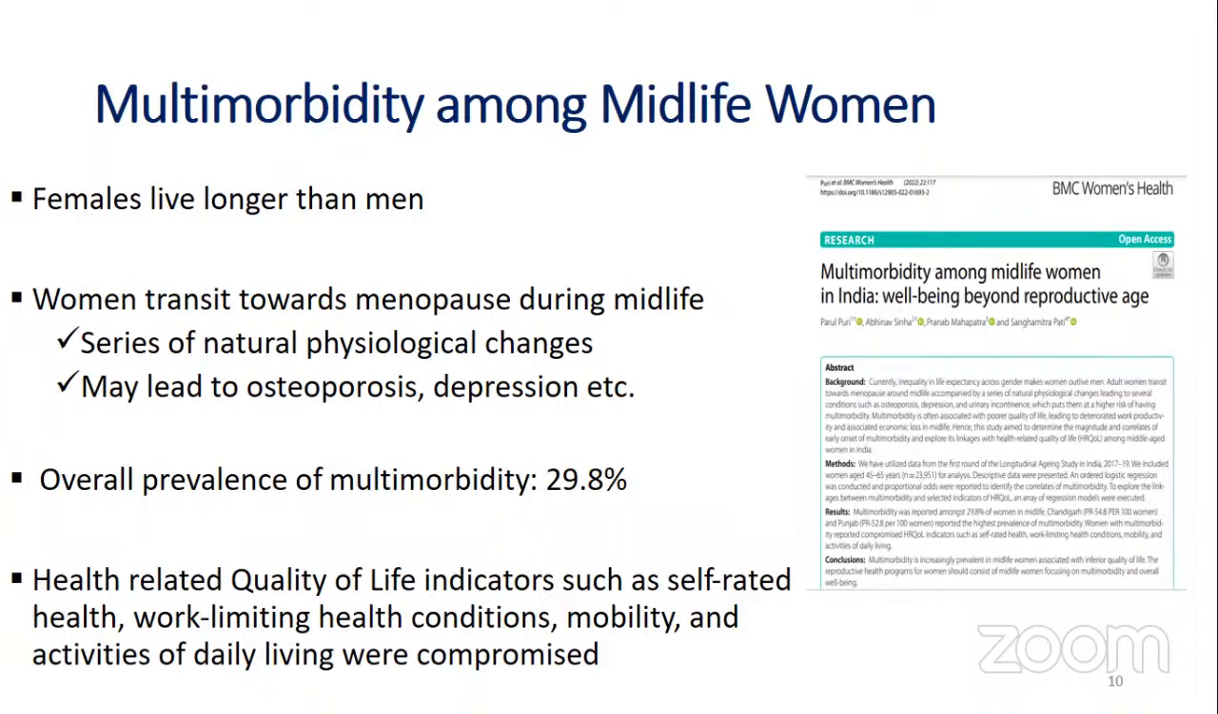And we also observed that the health related quality of life indicators, which we took as self rated health, work limiting health conditions, mobility, and activities of daily living, were all compromised.